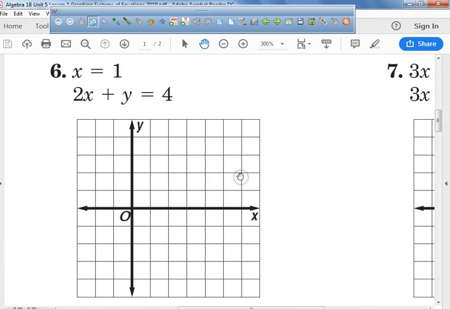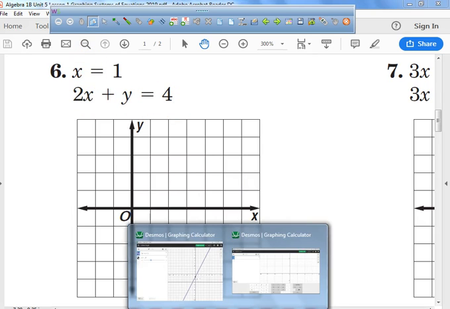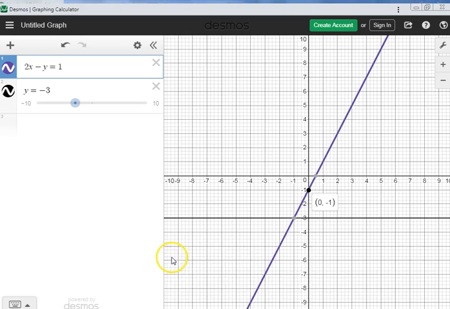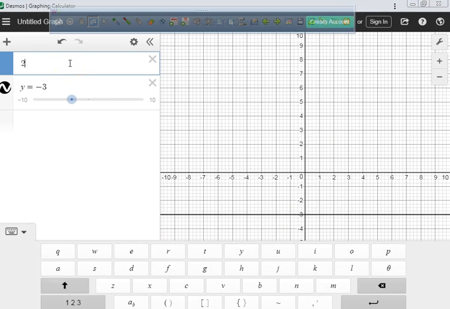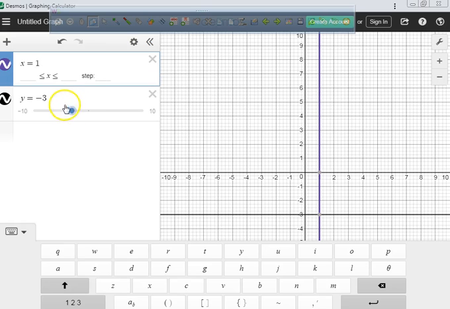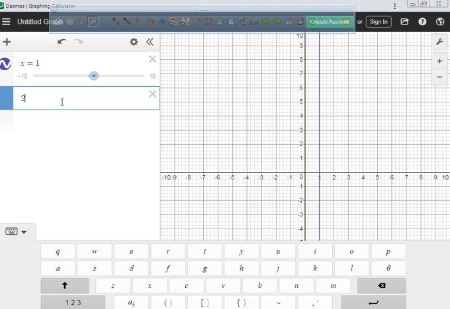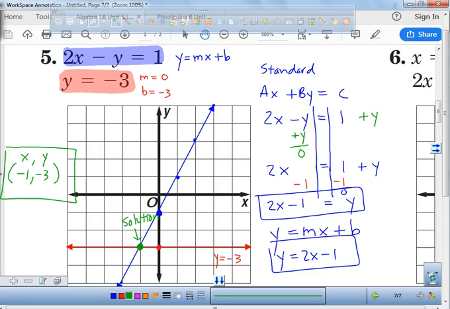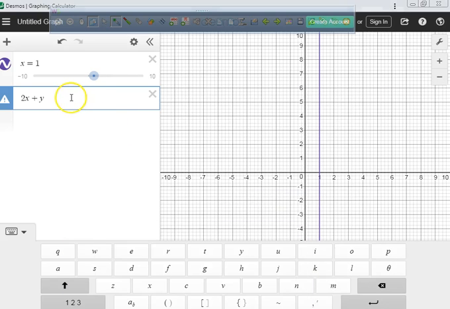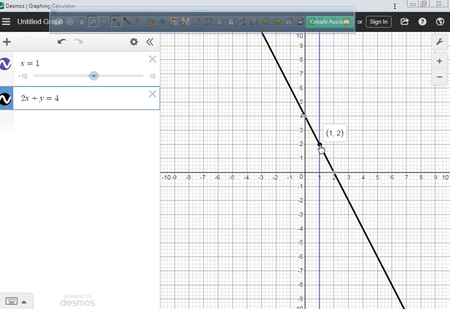Okay, so let's go look at problem number 6. It says x equals 1, 2x plus y equals 4. So I'm going to go to Desmos right here to help you guys with the graphing. What was the first equation for problem number 6? x equals 1? Boom, there's x equals 1. All right? And then it's 2x plus y. What is it equal to? Equals 4? Okay, there you go. Where's your solution? At a 1 and a 2.